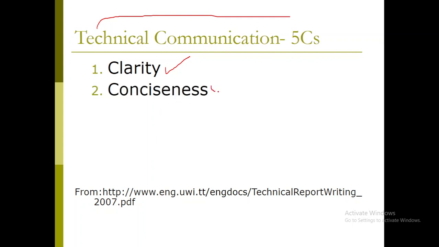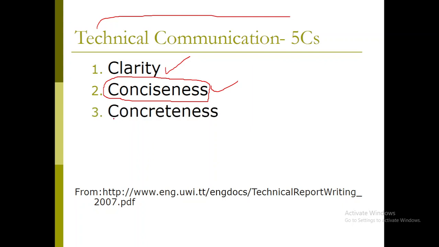Then the second one is conciseness. Conciseness means being to the point and maintaining linguistic economy, using the fewest words to convey the maximum message. That is basically called conciseness. And then the message, the information, the concepts that you are expressing in your technical document should have concreteness as well. Concreteness means that you should be using substantial data. It should not be hollow, and it should not be full of verbosity.